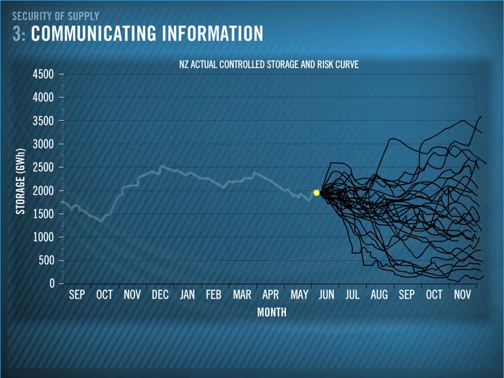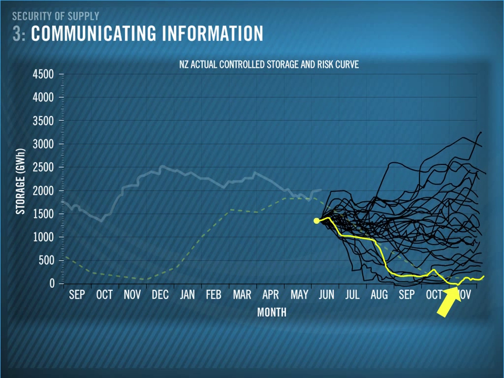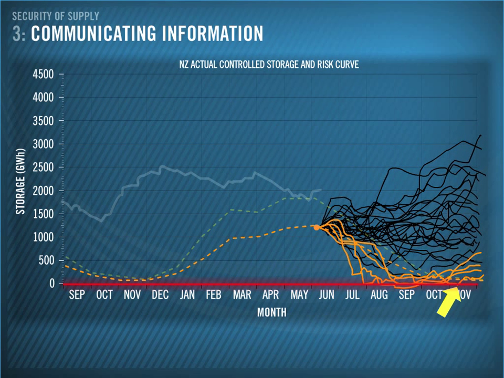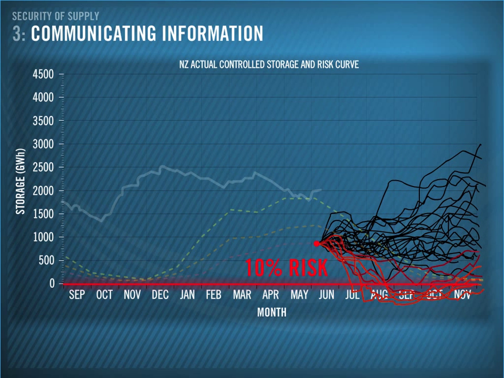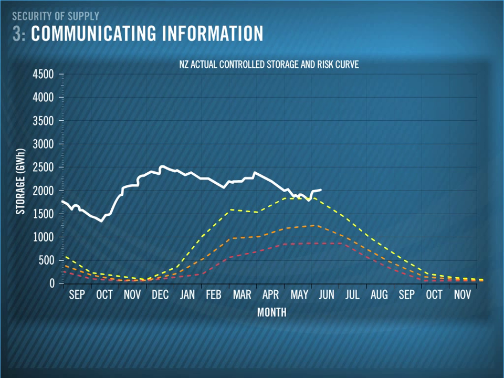However, if we move the storage level down, eventually we see some simulations fall below the zero line, indicating there is a risk of power shortage. When 1% of the simulations drop below zero, this represents a 1% risk of a power shortage. Repeating this process for each month of the year gives the risk curves their shape. Watch how the model recalculates the spaghetti lines as we drop down to the 4% and 10% risk curves. Now we have our hydro risk curves for the next few months.